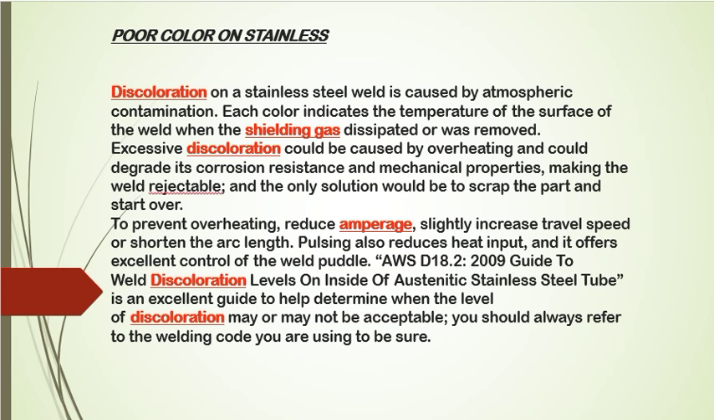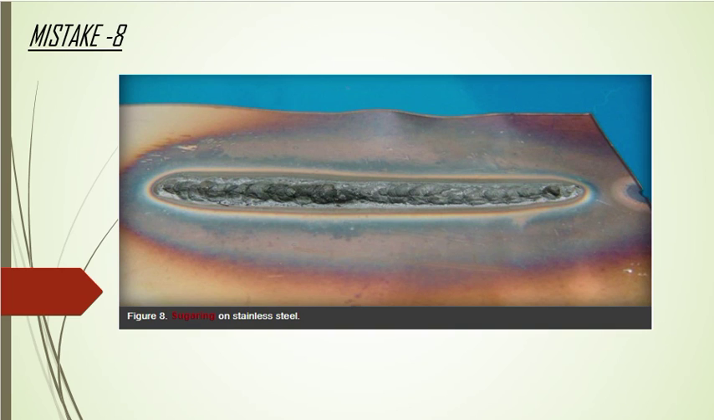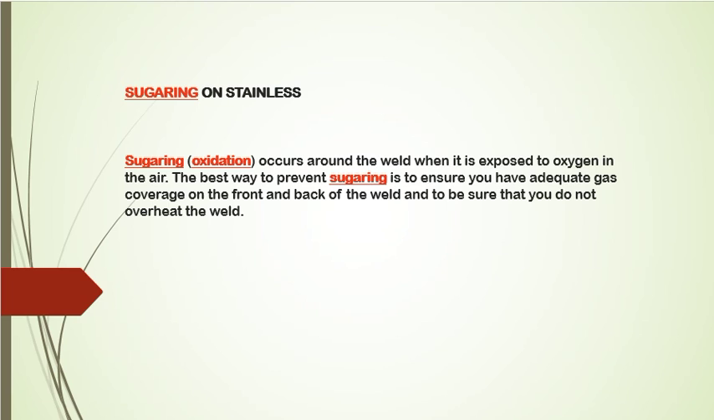Mistake 8: sugaring of stainless steel. What is sugaring? Oxidation occurs around the weld when it is exposed to oxygen in the air.